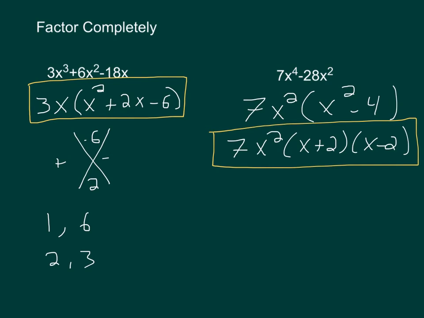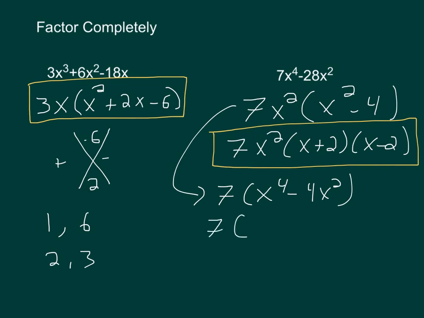Now, quick note on this one. Let's say we didn't notice the x squareds at first as a common factor, and we'd only taken out a 7. So instead of doing that, we said 7, and then that kept it as x to the 4th minus 4x squared. Well, at that point, what you would have found is that x to the 4th could be written as x squared squared, and 4x squared could be written as 2x squared. Once again, that's a difference of squares.